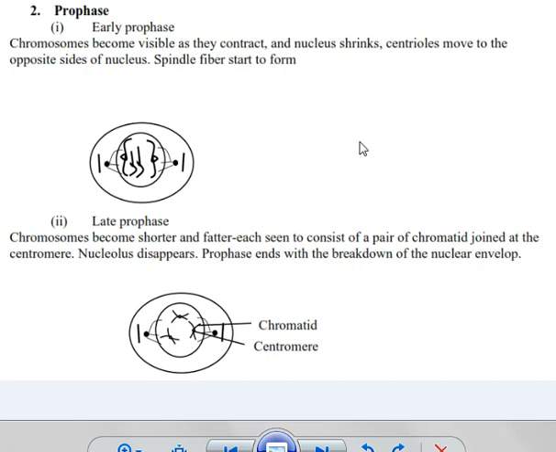So the stage that follows that is called prophase. Now prophase is divided into what we call the early prophase and the late prophase. Early prophase, that's the beginning of prophase. At first we say that in interphase these chromosomes are not visible. So we see that the chromosomes become visible as they contract. So when they contract, the nucleus shrinks. You will see that the centrioles will be moving to opposite poles, as we shall see in the diagram.